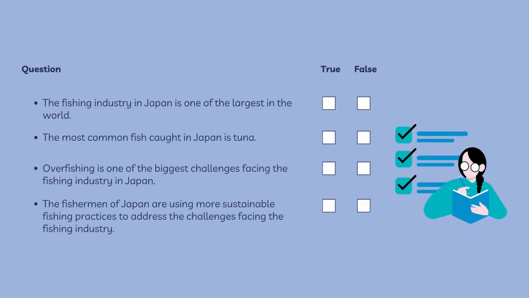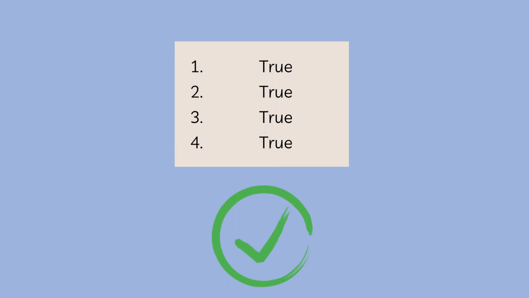1. The fishing industry in Japan is one of the largest in the world. 2. The most common fish caught in Japan is tuna. 3. Overfishing is one of the biggest challenges facing the fishing industry in Japan. 4. The fishermen of Japan are using more sustainable fishing practices to address the challenges facing the fishing industry. All of them are true.